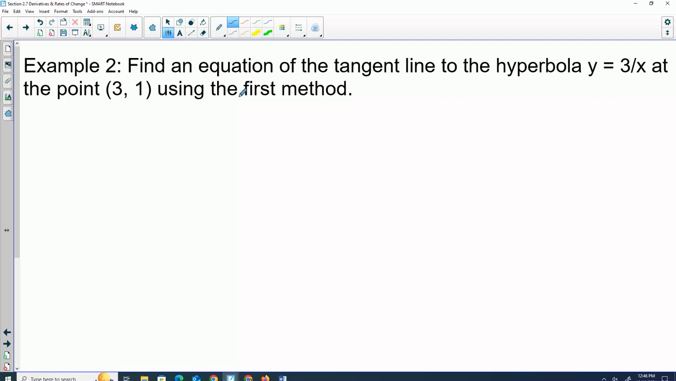Alright, so if we look at this one, same thing but using the first method. The first method is the limit as x approaches a of f of x minus f of a over x minus a. That was our definition 1 that we had. What's a? 3. A is 3.